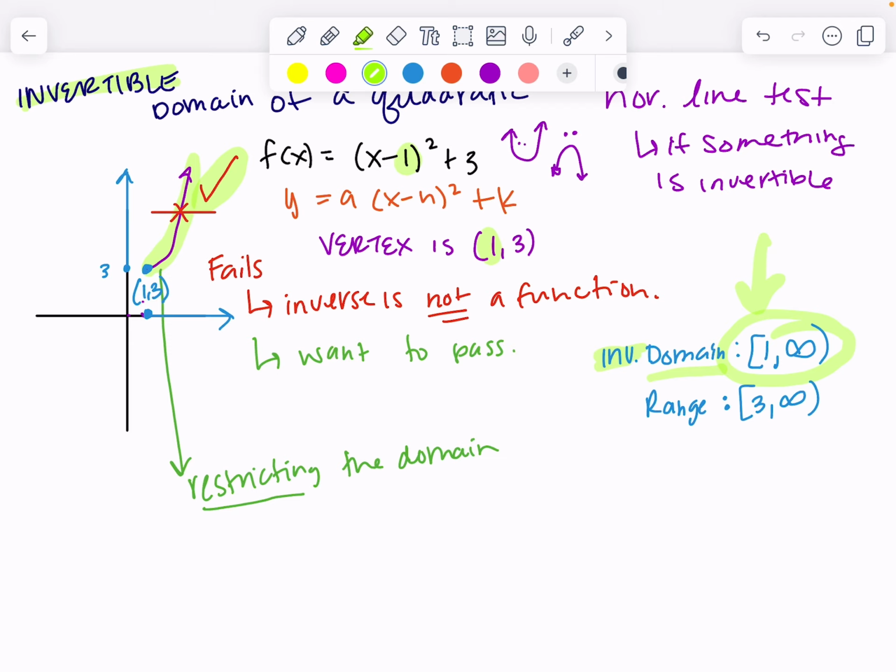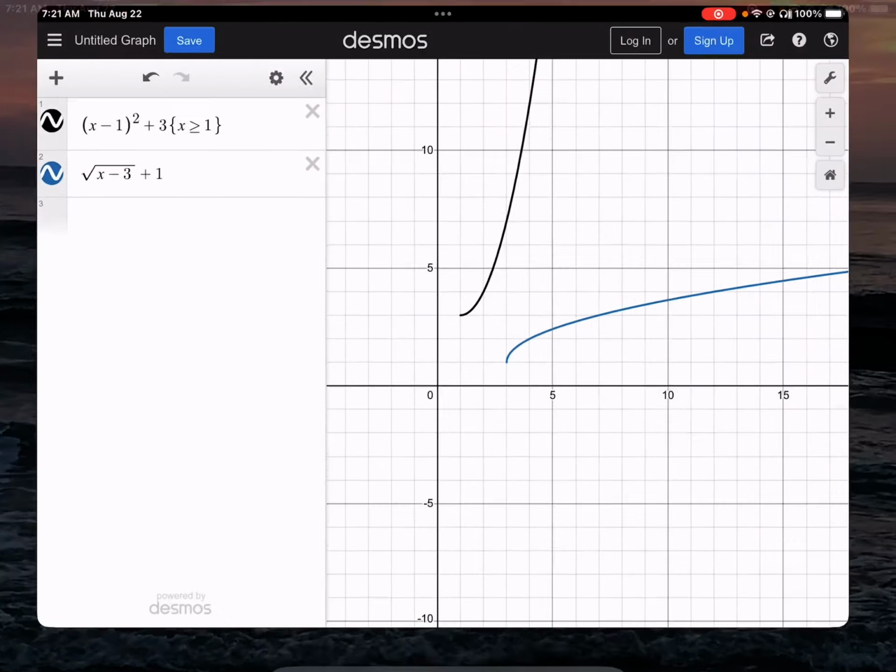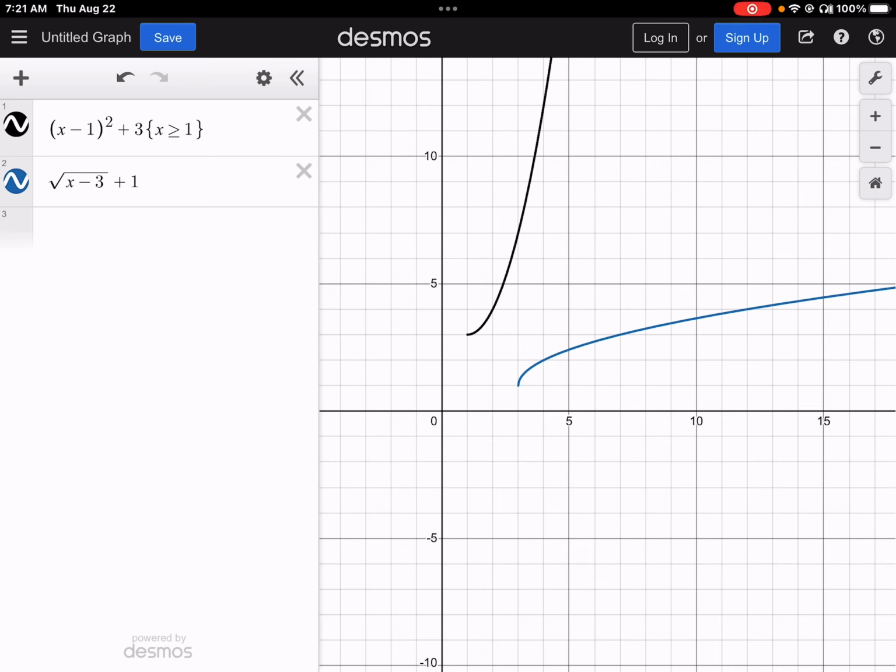So we can actually see what this looks like. I've plotted it out on Desmos for us. And you can see over here that I have my function in. We can see that function, it's that x minus 1 squared. But I went ahead and I put that restricted domain. I said, okay, where x is greater than or equal to 1. And it only plotted this right-hand side, and that's that function in black.